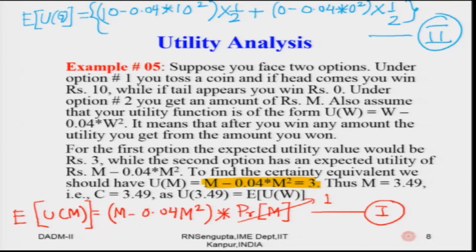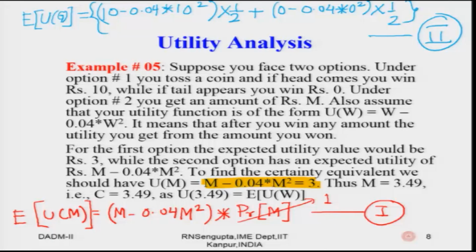Now, the question is, how does it help you? Say for example, I have a gamble on the left hand side and 3.49 on the right hand side, and the person has a utility function given as a quadratic one, as given here. If I place this gamble and the certainty value on the table, considering the utility function of that person exactly as it is given, he or she would be indifferent.